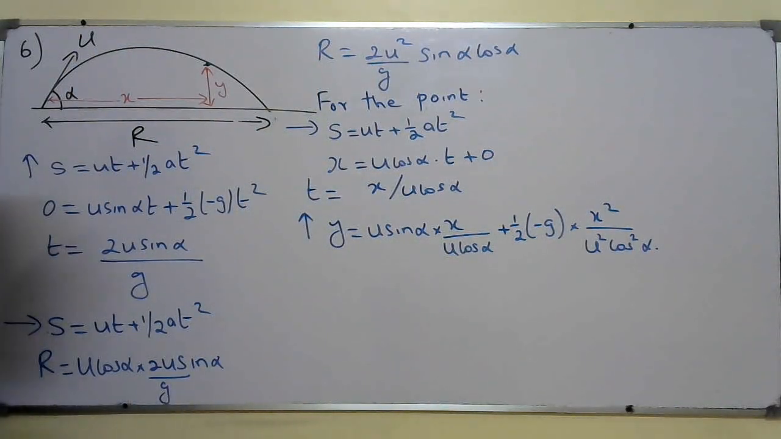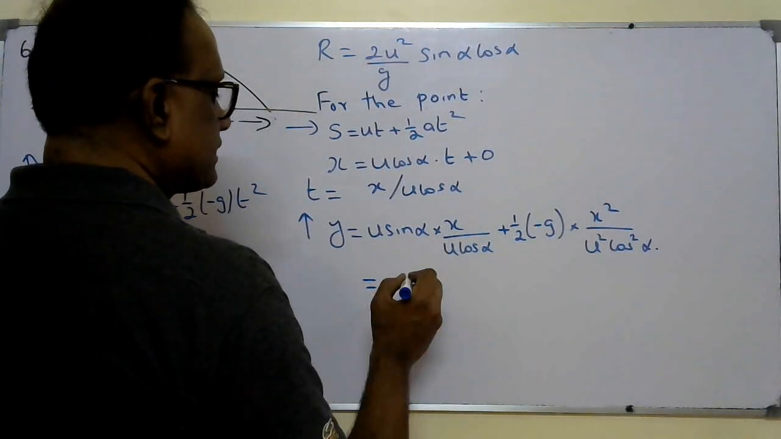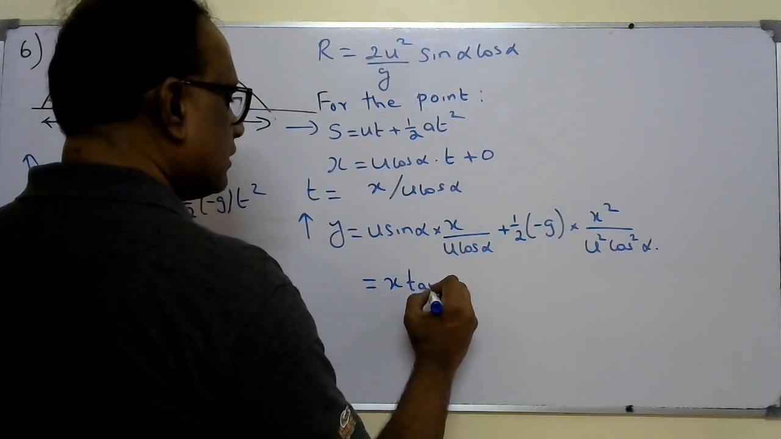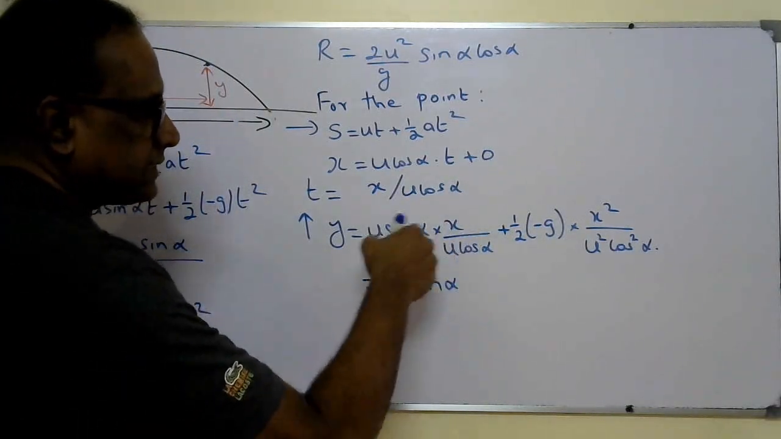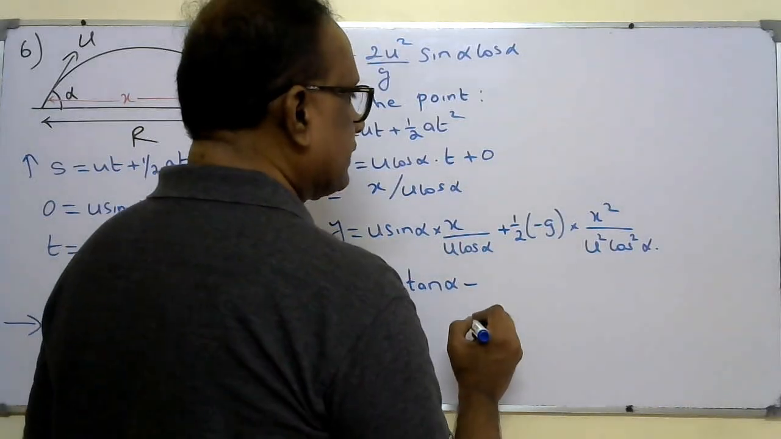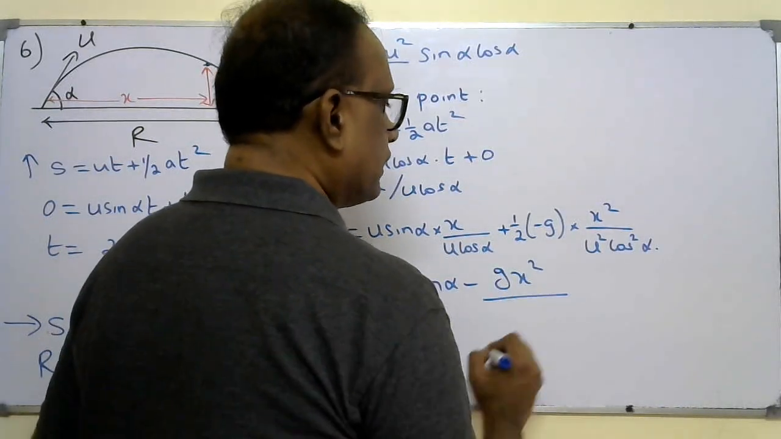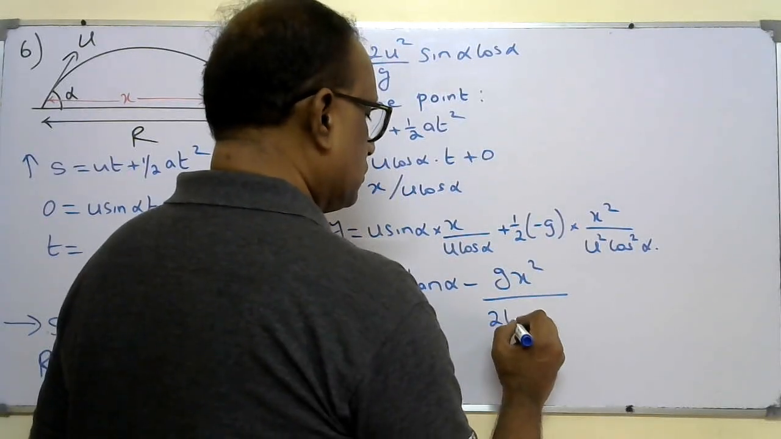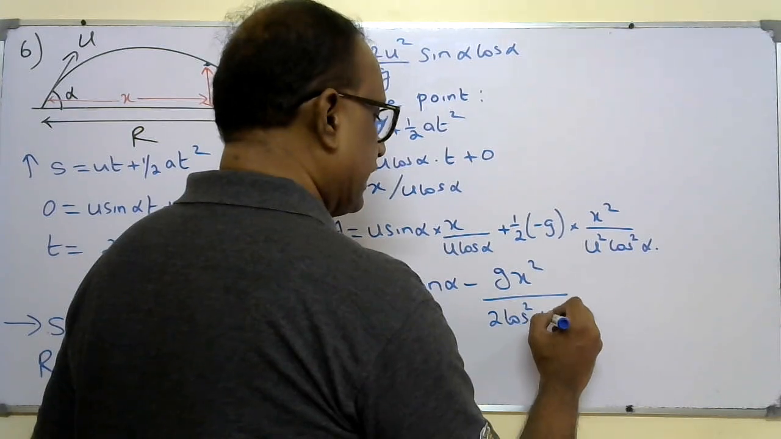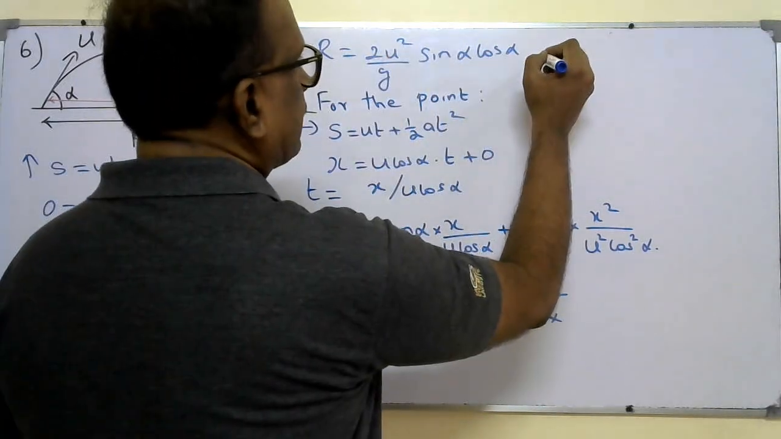Okay, so it's going to be y is equal to u and u will get cancelled, x tan alpha, u and u get cancelled, x tan alpha. So here minus gx squared over 2u squared cos squared alpha. So 2 cos squared alpha times, instead of u squared, we can substitute from this.